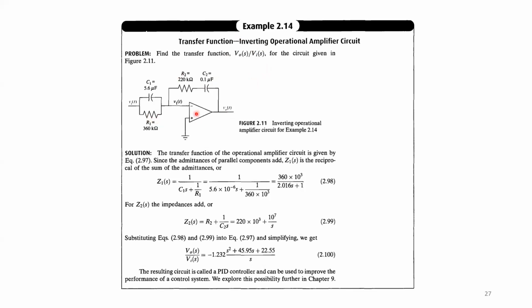So if you consider this as a system, that is the input and that is the output. Output is V naught, input is VI. So the transfer function will be V naught by VI. Okay, that is the system. It is V naught by VI. Okay, now look here. How do you calculate it?